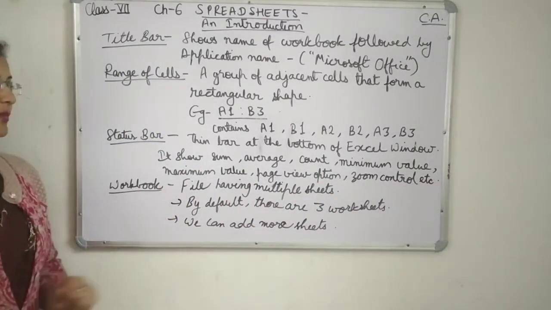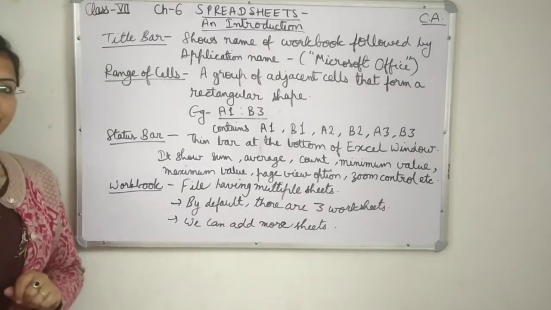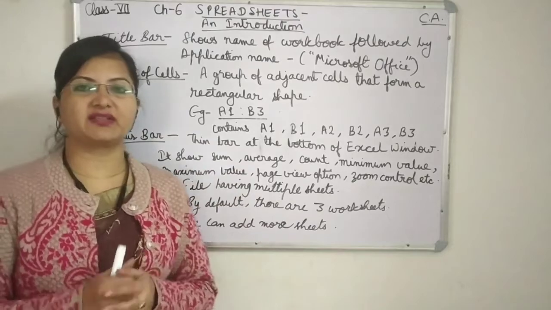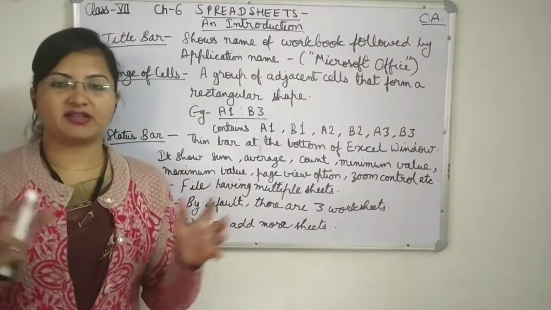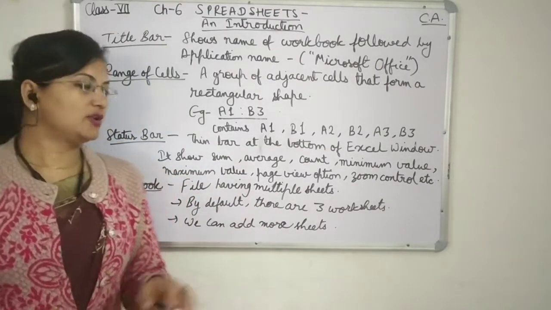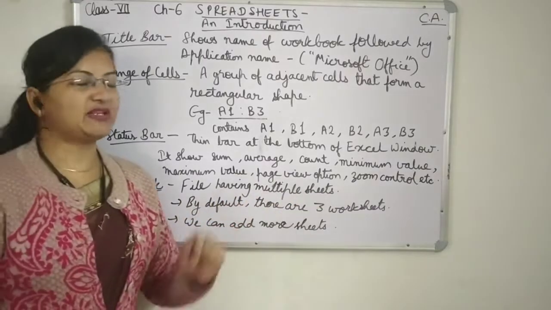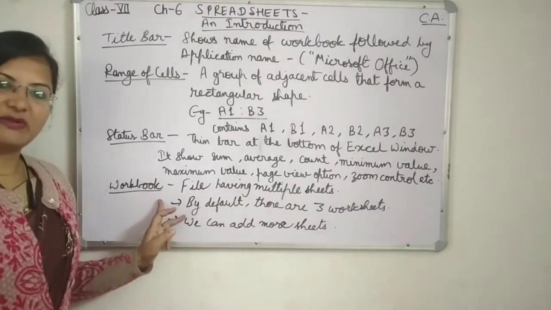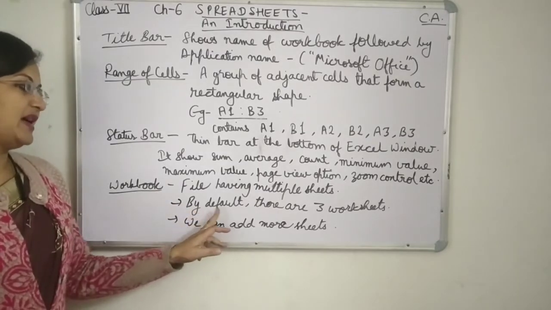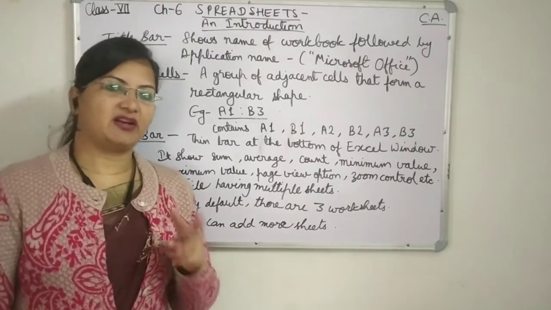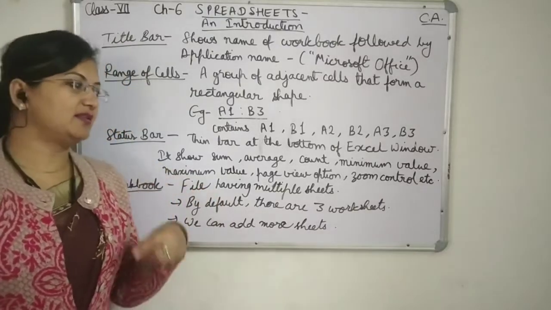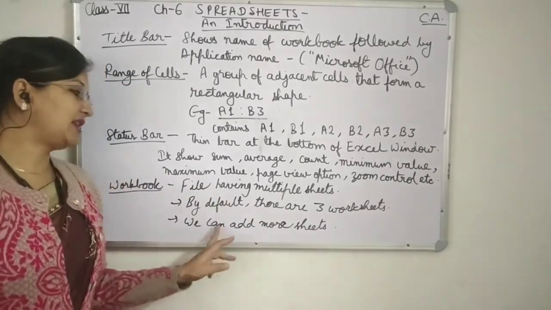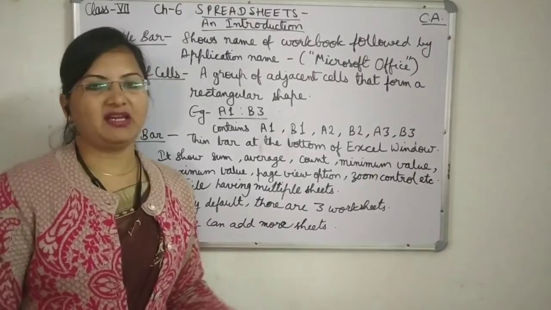Then there is workbook. Workbook means when you start MS Excel, the file that appears is known as a workbook. It contains multiple sheets. So, a file having multiple sheets is known as a workbook, or a collection of multiple sheets. Then, by default, I have already told you there are 3 sheets, and there is also a new sheet button. We can click on it and we can add as many sheets as we want.